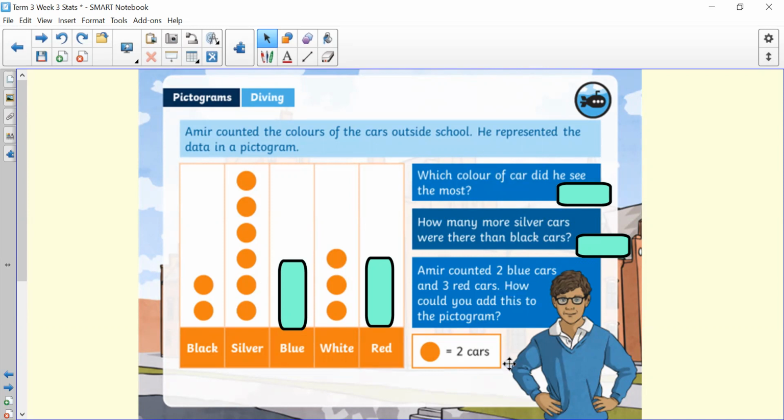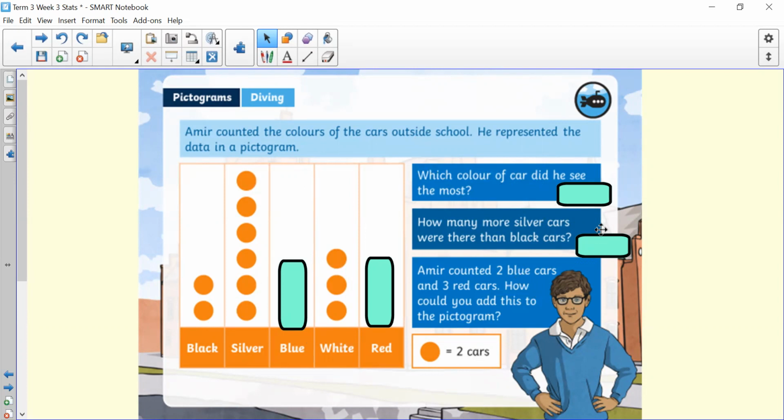Okay, so before I've even looked at the questions, and I want you to do this on your assignment work as well, spend about 2 minutes just really looking at what it is showing, okay? So first one, which colour of car did he see the most?